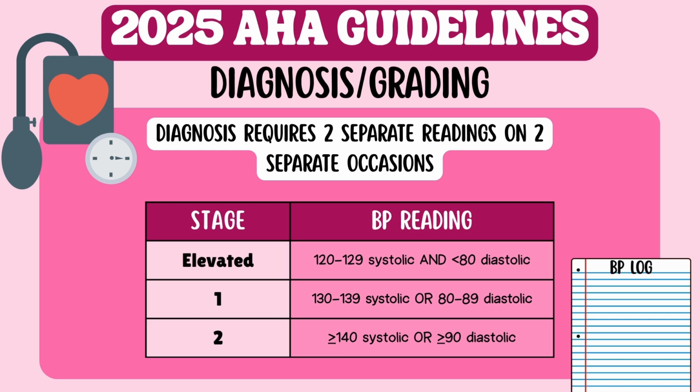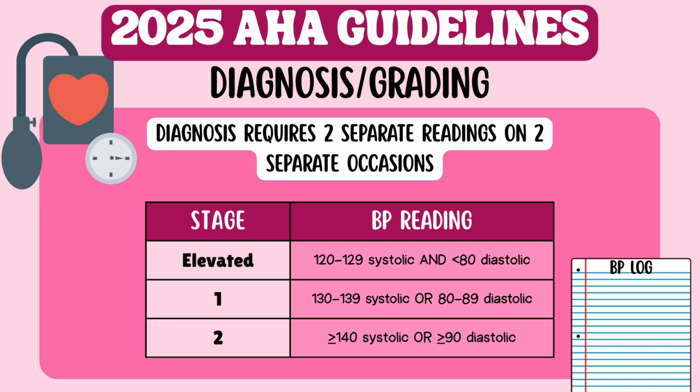There are three different stages that you need to know. First one is elevated. This is a systolic blood pressure of 120 to 129 and a diastolic blood pressure greater than 80. Stage 1 is a systolic of 130 to 139 or a diastolic of 80 to 89. So if a patient consistently has a blood pressure of 125 over 85, that would still be considered stage 1 hypertension because it doesn't have to be elevated systolic and elevated diastolic. It has to be one or the other.